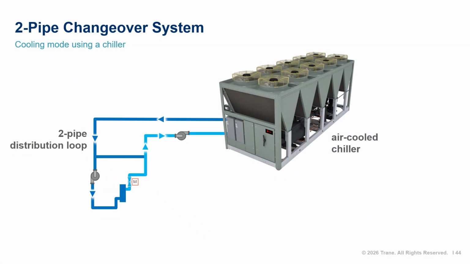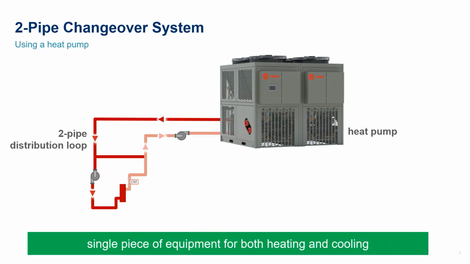system is caught up. In a traditional changeover system, a chiller may provide cooling in the summer while a boiler provides heating in the winter, using the same set of pipes. In this mode, the boiler has been disabled and the chiller is now running, changing the system mode to cooling. Today, heat pumps allow for system designs to use a single piece of equipment for both heating and cooling operation.